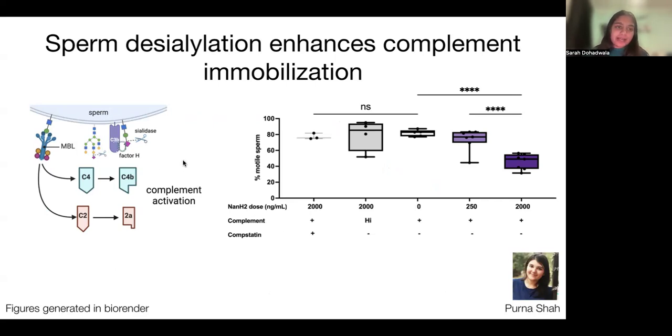Our hypothesis was that removing the sialic acid impairs the sperm's ability to bind complement inhibitors like factor H, and it also may sensitize the sperm to lectin-mediated complement through pathways such as the mannose binding or MBL lectin pathway.